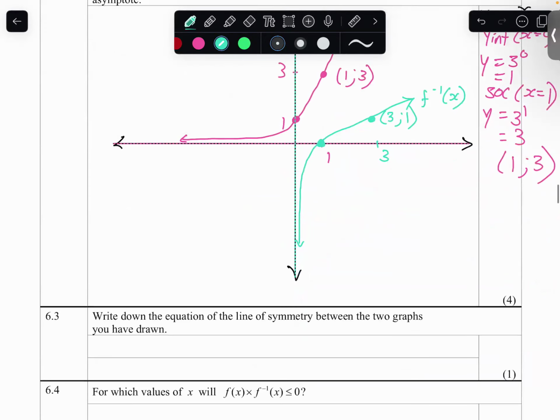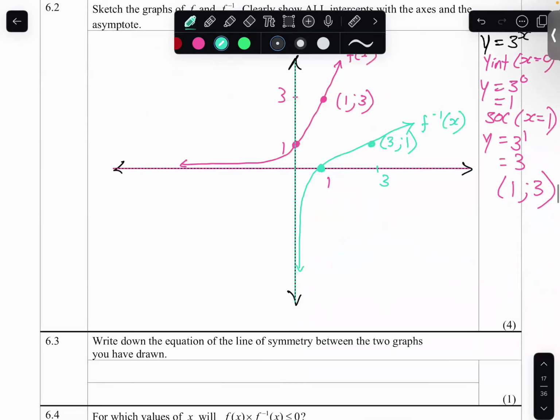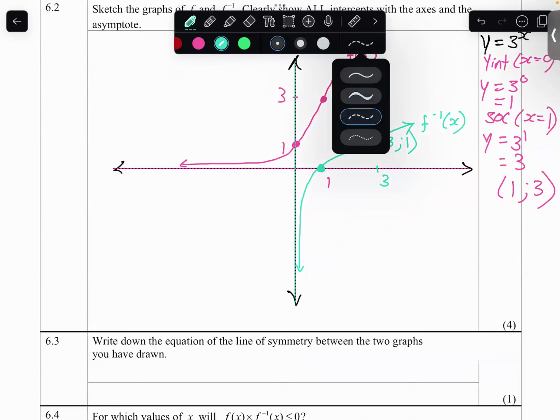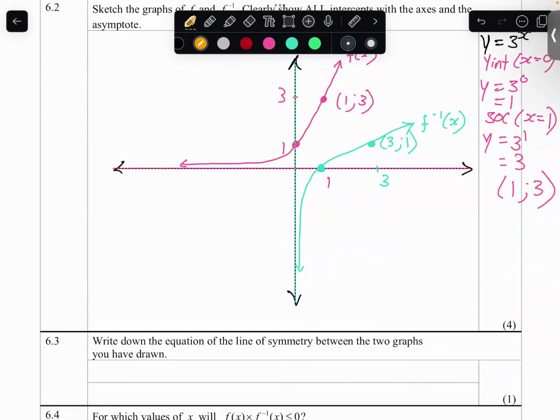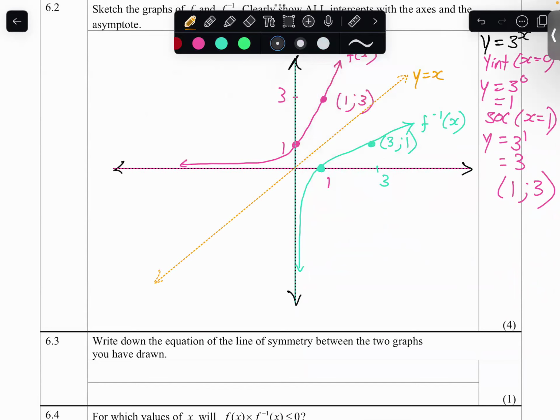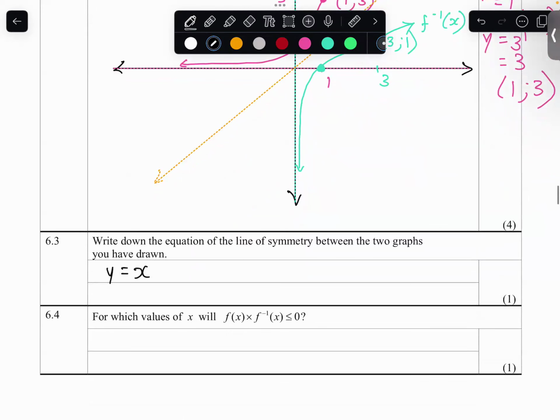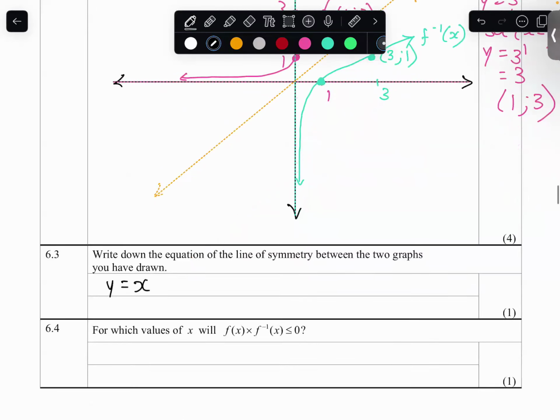Okay, write down the equation of the line of symmetry between the two graphs. The line of symmetry is this line. This is the line y is equal to x. Right. So we say this is y is equal to x. That's the answer there.